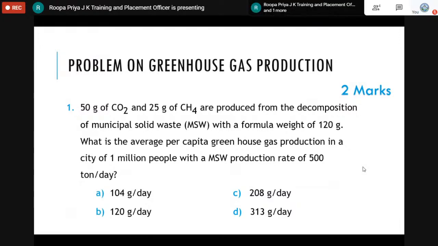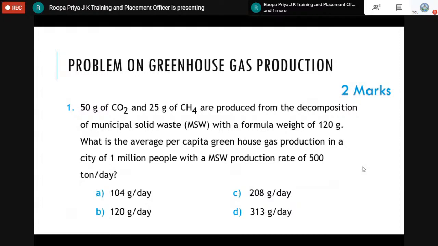So these are the different questions. The options given are A, 104 gram per day. Option B, 120 gram per day. Option C, 208 gram per day. Option D, 313 gram per day. So first of all, we have to find out what is the data given and how do we compute this simple problem. It's a very easy problem. So first of all, let us try to understand the question.